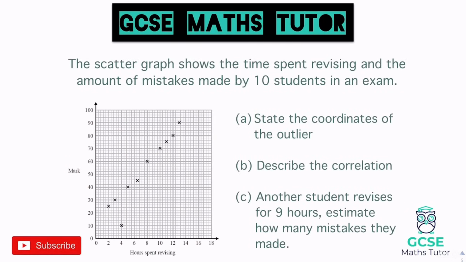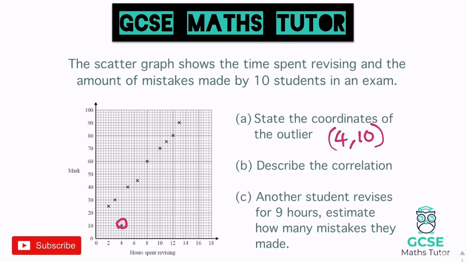Onto a scatter graph. It shows the time spent revising and the amount of mistakes made by 10 students in an exam. So state the coordinates of the outlier. Well, there's one point there which doesn't fall into the general pattern of this scatter graph, and it's this one just here. So I'll just state the coordinates there, and it's 4 below, and it goes up to 10, so I would say the coordinates are 4, 10 for that outlier just there.